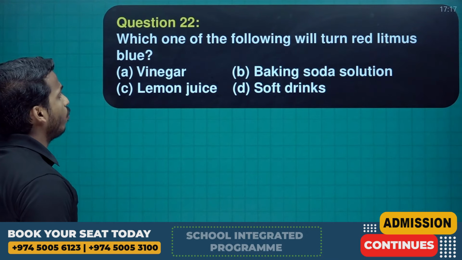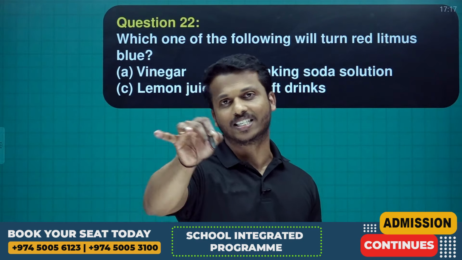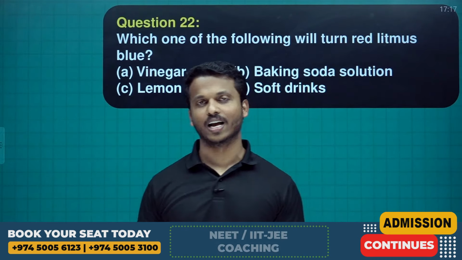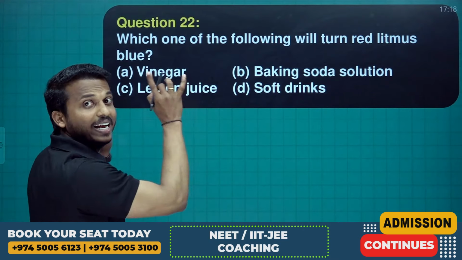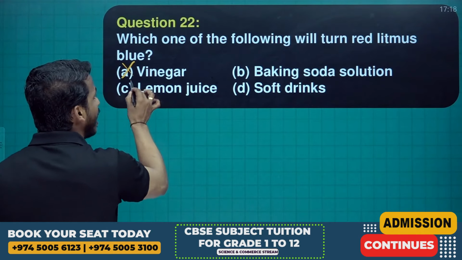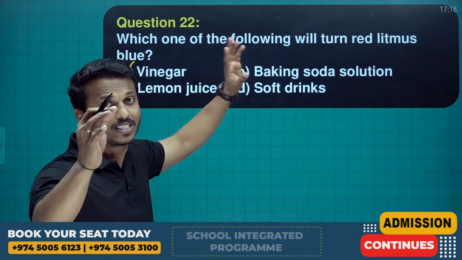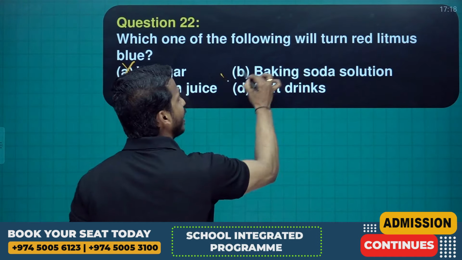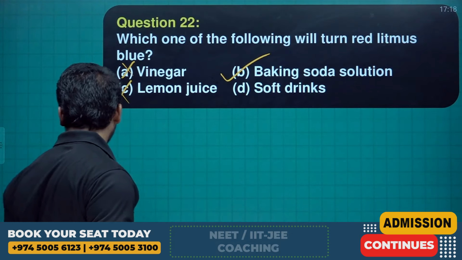Next, which one of the following will turn red litmus to blue? Red to blue means it should be basic; blue to red is acidic. Vinegar is acetic acid, acidic. Lemon juice contains citric acid, acidic. Soft drinks contain carbonic acid, also acidic. Baking soda, we discussed clearly, is basic in nature, right?